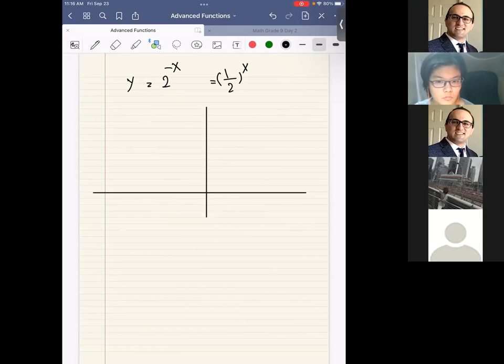So I just first draw 2 to the power x, which is the original function. This is 1, so it passes through this. Because you switch x with negative x, you just do a reflection along the y-axis, right?